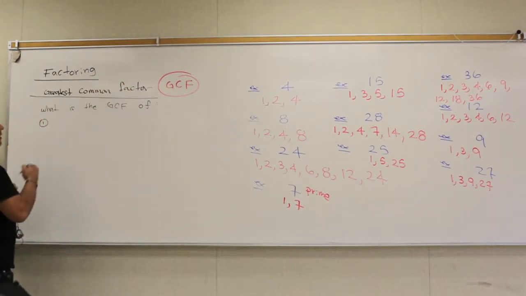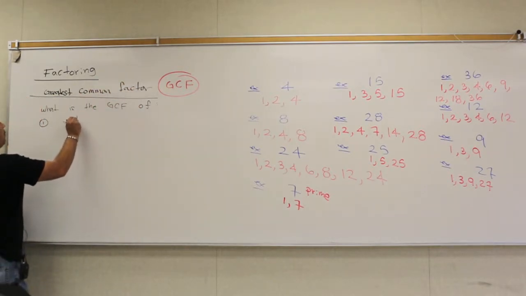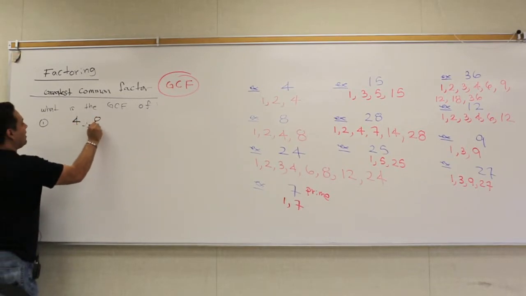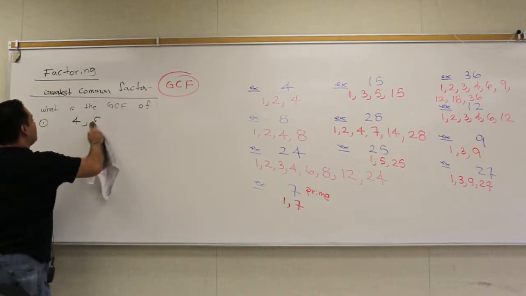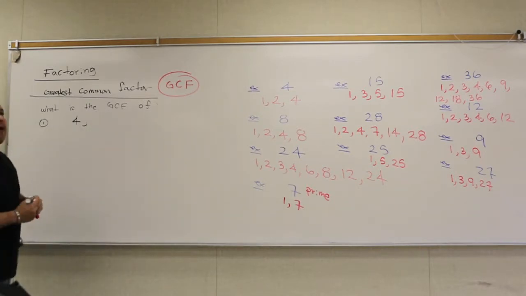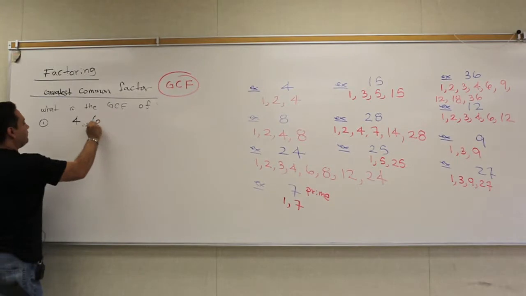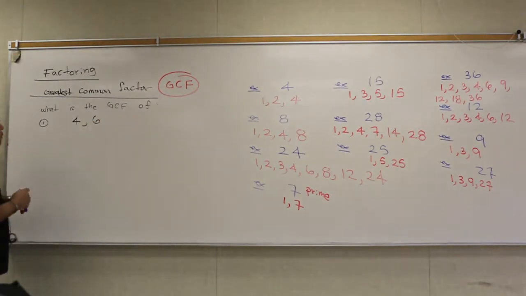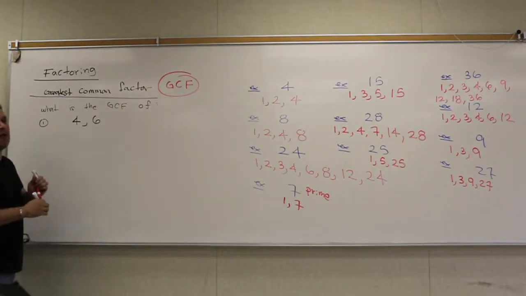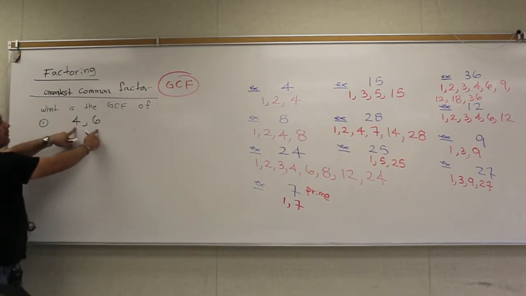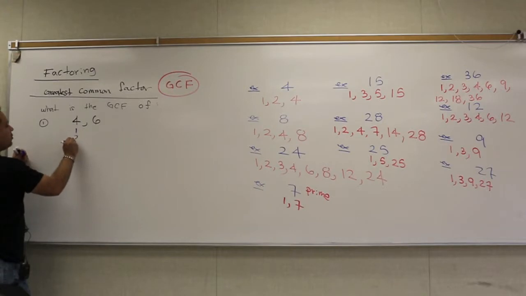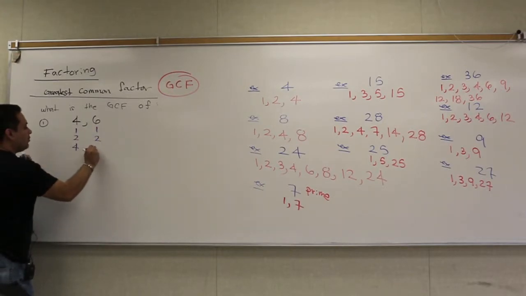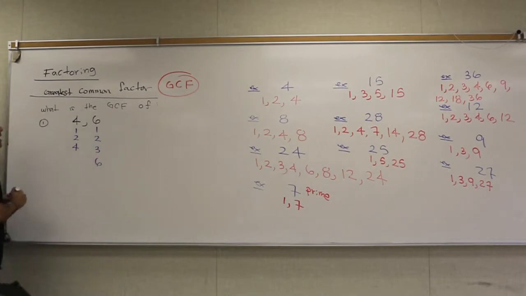And you say, what do you mean? Well, what's the greatest common factor of 4 and 8? So let's talk about this. Or let's try 4 and 6. I think I erased it. We started with that one. Greatest common factor of 4 and 6. You want to list the factors of each number. Factors of 4 are, you already know, 1, 2, and 4. Factors of 6 are 1, 2, 3, and 6. These are my factors of each number.